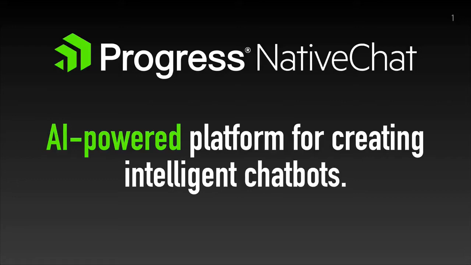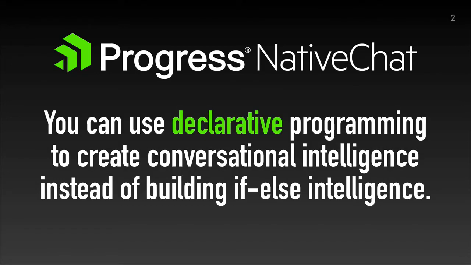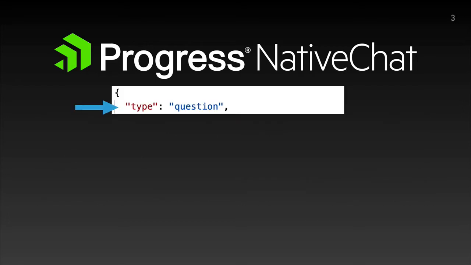NativeChat is an AI-powered platform for creating intelligent chatbots. It allows you to use declarative programming as opposed to the traditional if-else and switch types of programming languages, which enables you to focus on what the chatbots should be doing as opposed to how they should be implemented. Building a chatbot with NativeChat is quite simple.